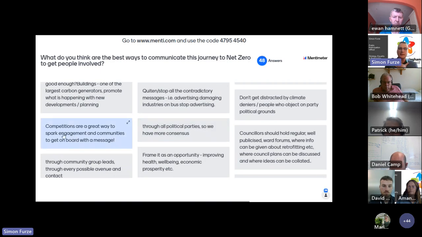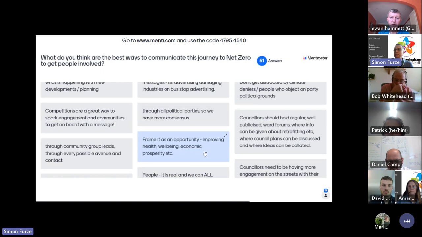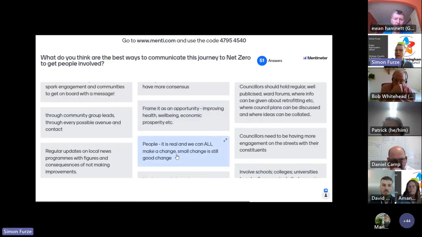I've noticed in here somebody said competitions are a great way to spark engagement and communities to get on board. I think somebody put in prizes or something in the chat, which I thought was a really interesting way. It is around that remuneration, but actually it's nice to have that celebratory nature to it, you know. Frame it as an opportunity for improving health, well-being, etc.